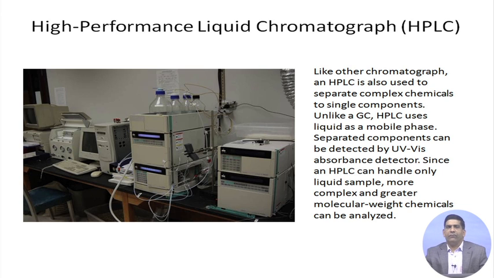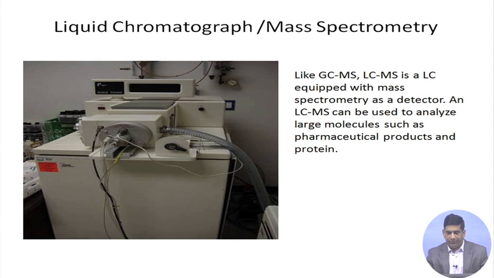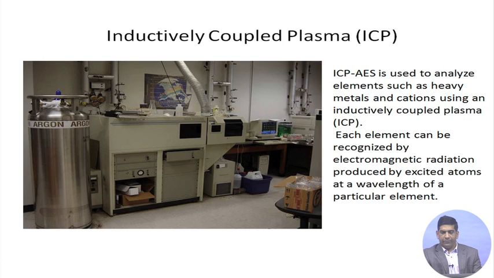Many times you have pharmaceuticals and personal care products, and those are analyzed using an HPLC. Similar to GCMS, we have LCMS, which is a liquid chromatograph mass spectrometer. Again, it is a mass spectrometer, same procedure, same concept, but with liquid. It's used for looking for large molecules such as pharmaceutical products and proteins and whatnot. So those are used to analyze for these chemicals out there.